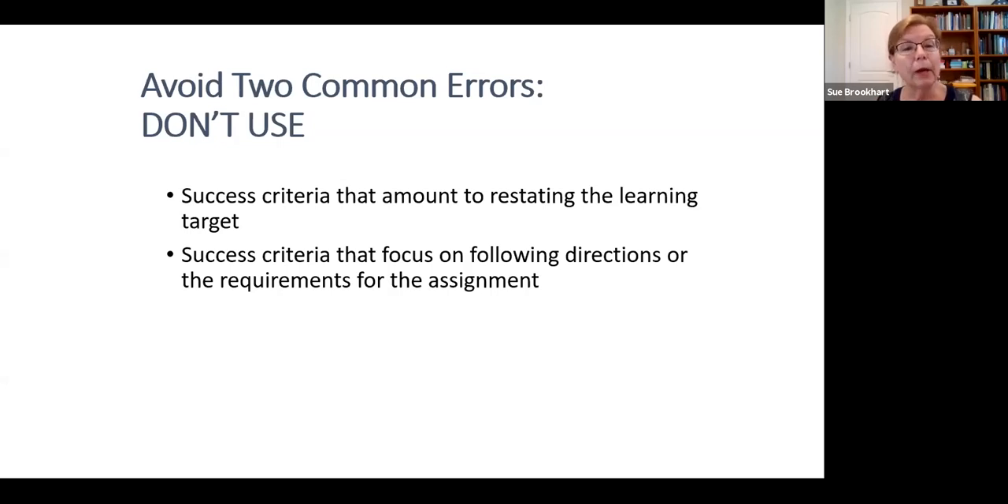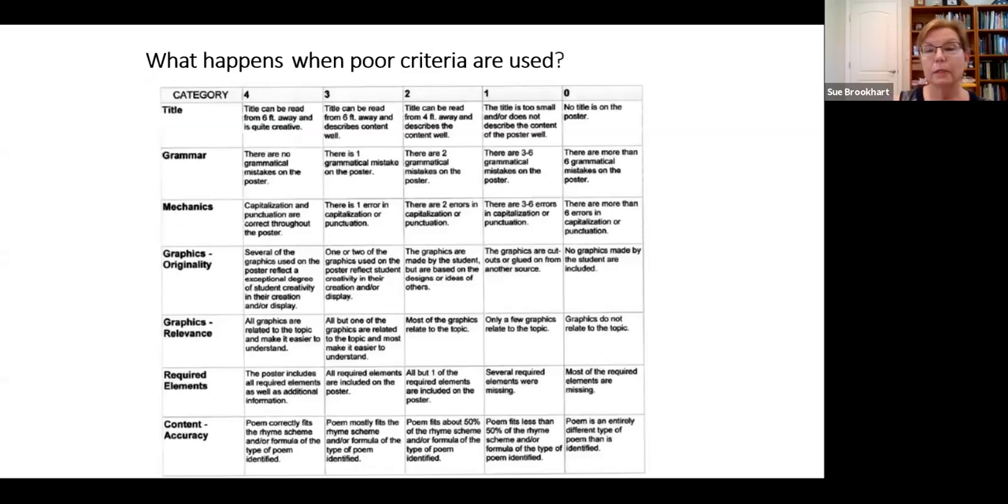And another common error that I'm going to illustrate with what I think is a heartbreaking story is success criteria that focus on following directions or the requirements for the assignment. I see a lot of that kind of mistake in rubrics, and that's the sad example I have. This was from a lesson of, I think, 5th graders. They were learning to write poetry. They were learning to write small forms of poetry like diamond poems and haiku and acrostic poems.